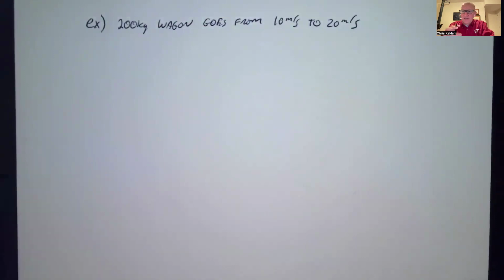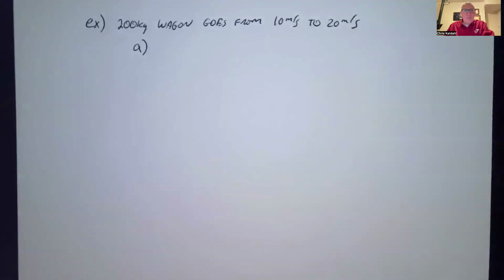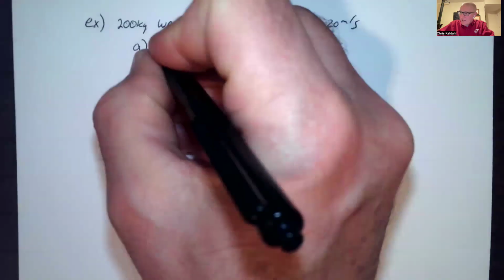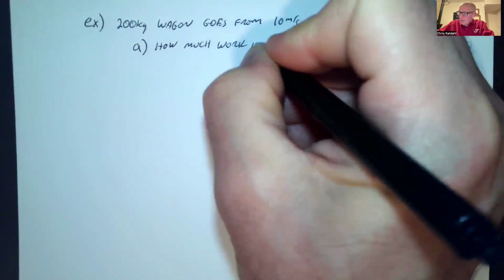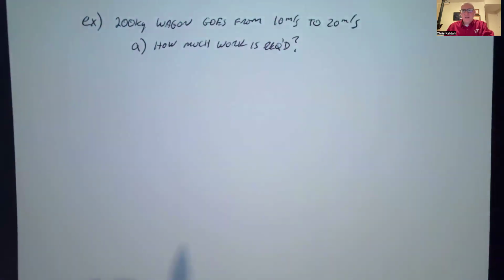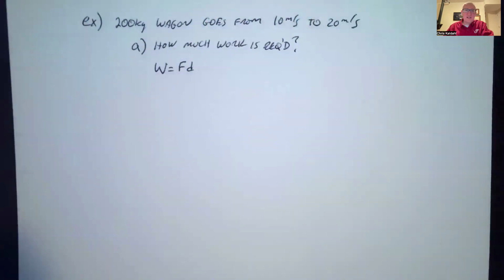So we can actually think about this and the role that work plays in a couple different ways. First off, if this is all I give you and I say how much work is required for this, at first you might think, well, Mr. Caldwell, you just told me work was equal to force times distance. I don't know the force and I don't know the distance.